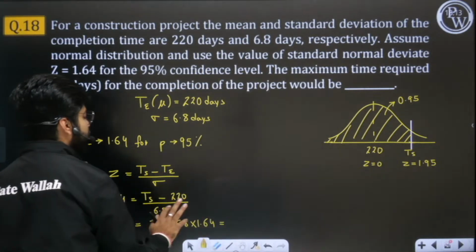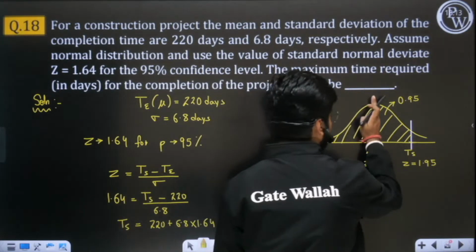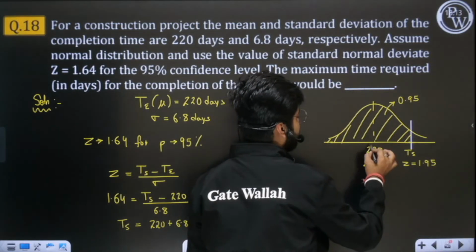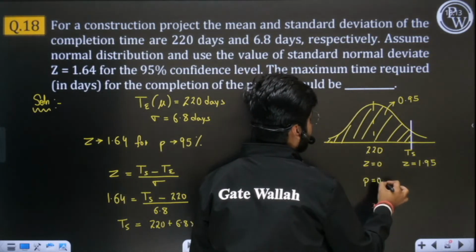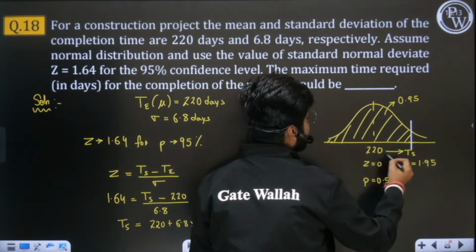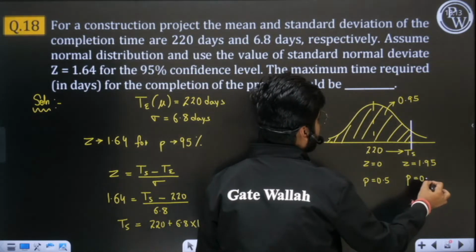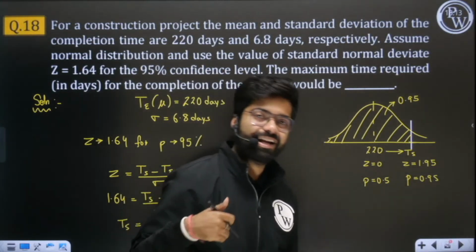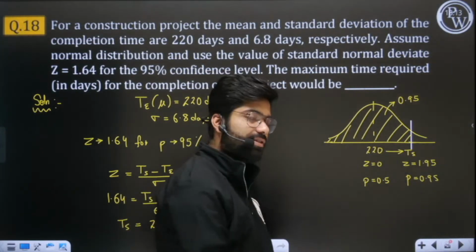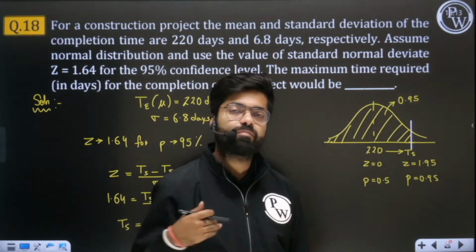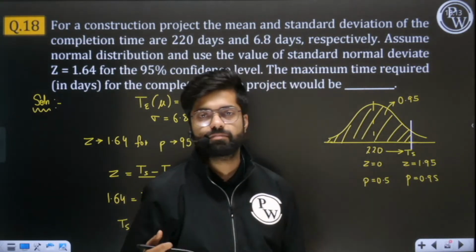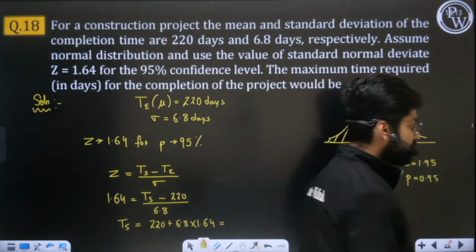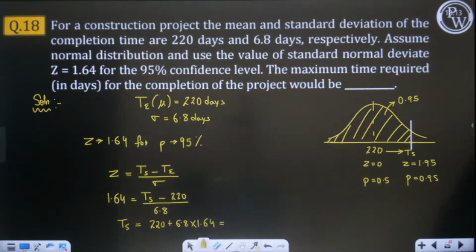You need to understand that for z equal to 0, or for schedule time equal to 220 days, the probability is 50%. Now you have increased the number of days, so obviously probability will also increase. If you have more days, the probability to complete the project in that time is more. If you have fewer days, the probability will be less. Yes or no? So now when you solve this, you get 220 plus 6.8 into 1.64.